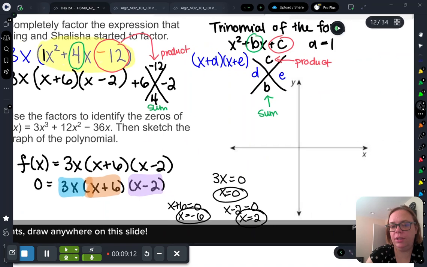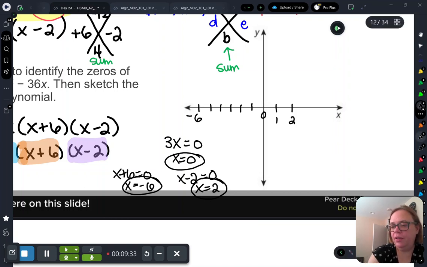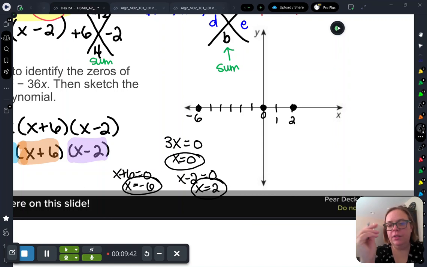Okay, so to sketch the graph, I'm going to have to put some numbers on the x-axis. They didn't put any here, so let's see, 1, 2. 0 is right here. We need negative 6. 1, 2, 3, 4, 5, 6. So here's negative 6. So I'm going to put some big fat dots here. I'm going to put a dot at 0, which is the origin, at 2, and negative 6.